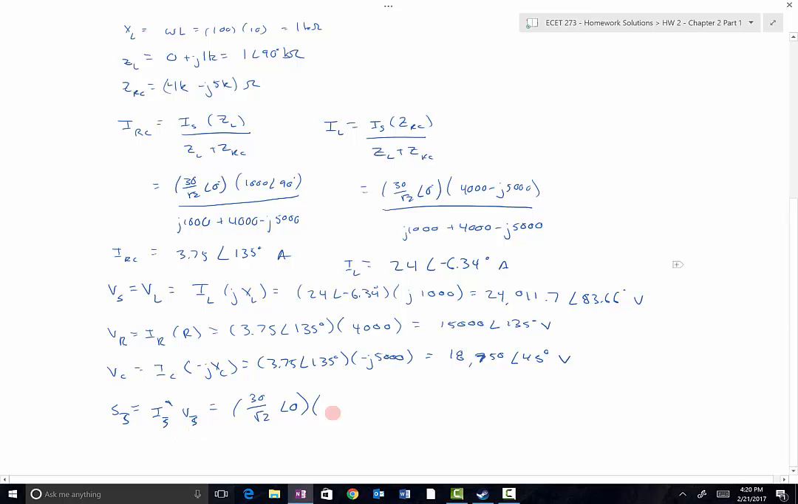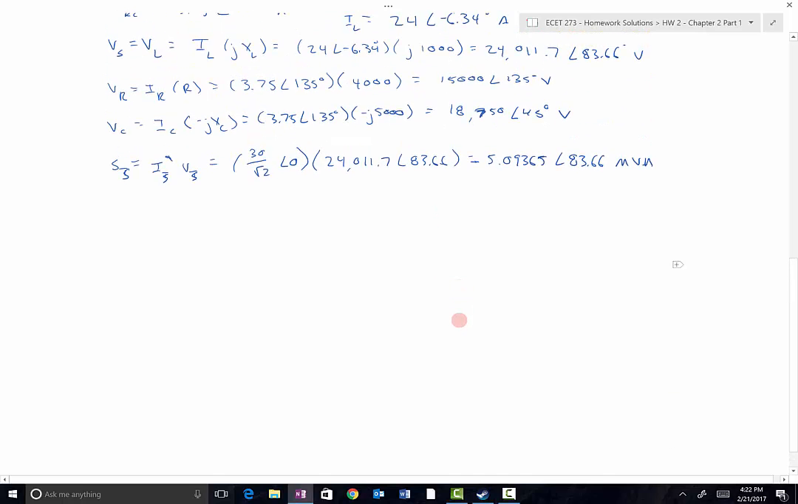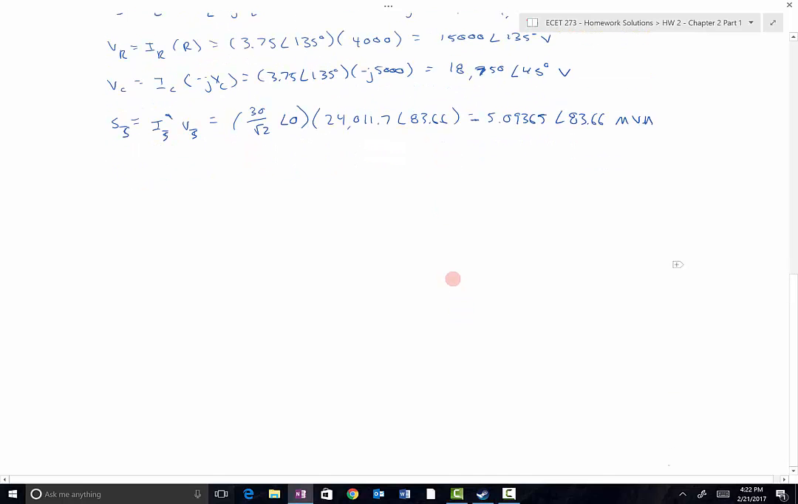So 24,011.7 volts at an angle of 83.66. Multiply that together, and I get 5.09365 at an angle of 83.66 MVA. So that's the apparent power supplied by the source.